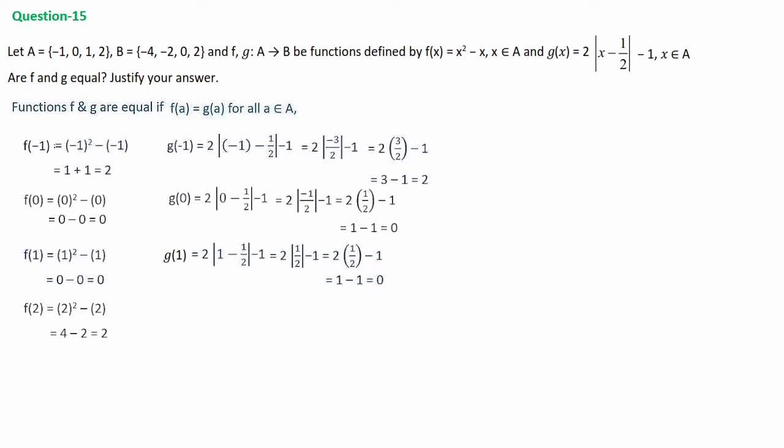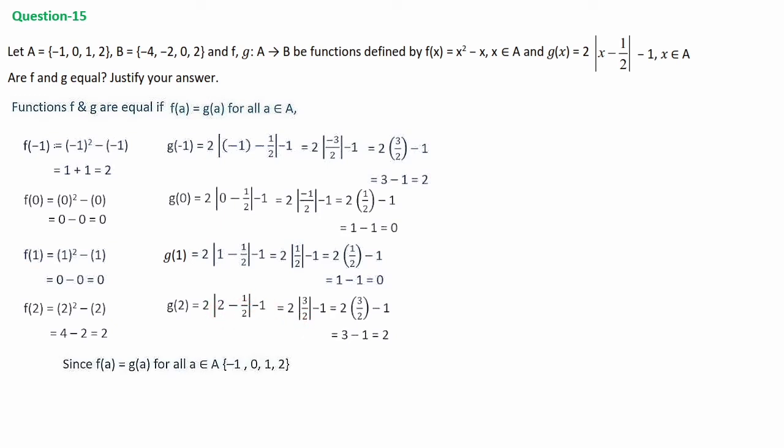Next is f of 2. f of 2 is, here remove x and put 2. 2 square minus 2, that is equal to 4 minus 2, that is equal to 2. Next is g of 2. Remove x and put 2 here. The 2 into 2 minus 1 by 2 minus 1. That is 3 by 2 will be coming when you do the calculation here. So final answer will be getting as 2.